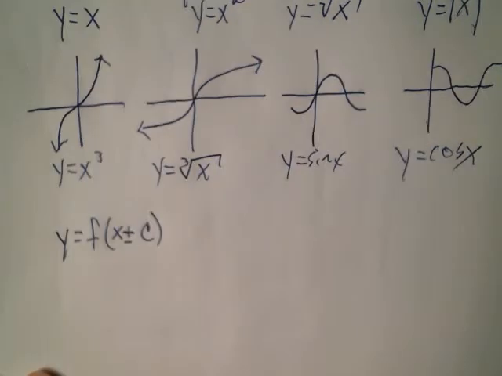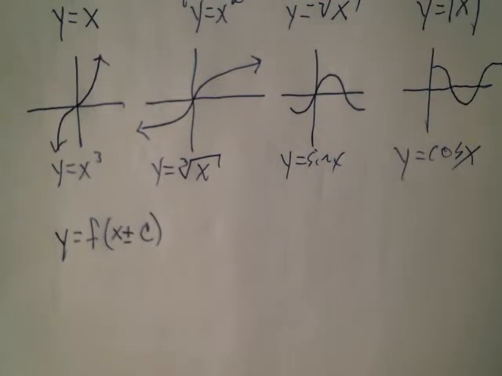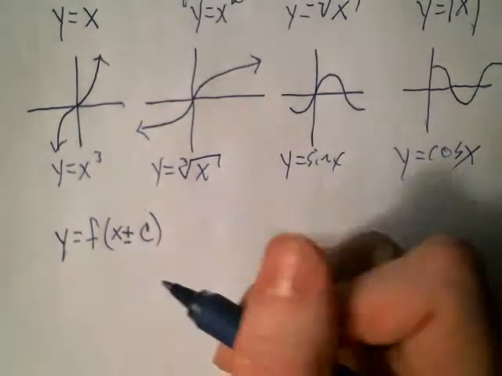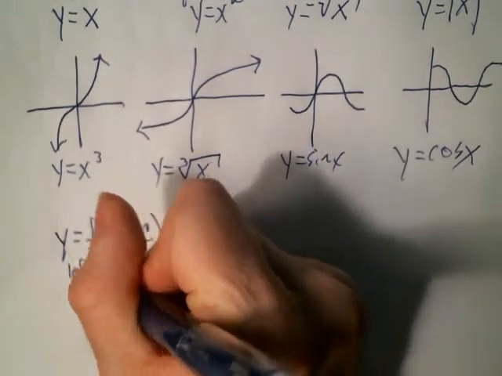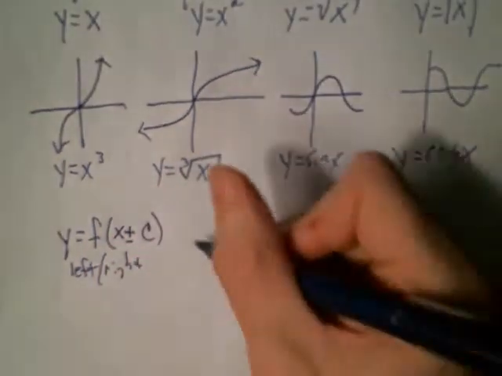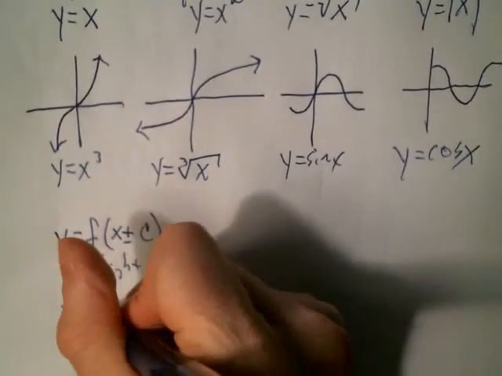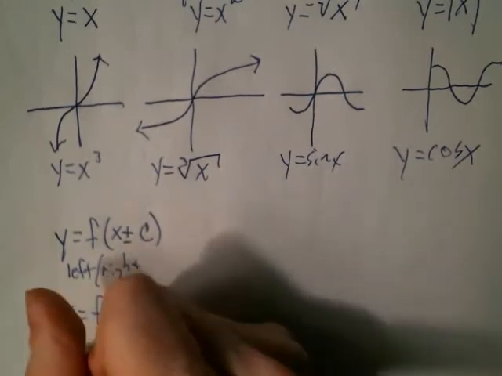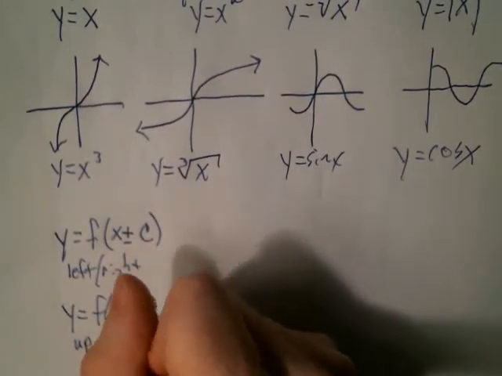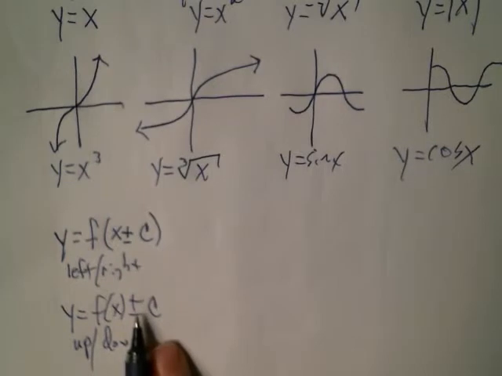that's going to shift it left or right depending on the sign of c, right? So if c is negative, it'll go right. If c is positive, it'll go left. Okay, so this is left, right. If you have y equals f of x plus or minus c on the outside, then you're going up, down. So if it's plus c, you're going up. If it's minus c, you're going down.